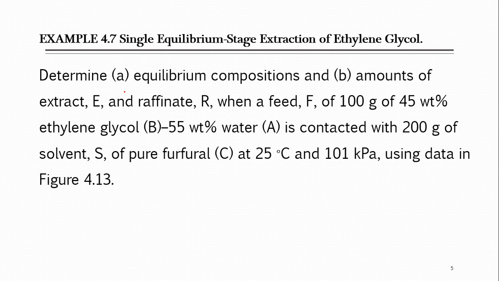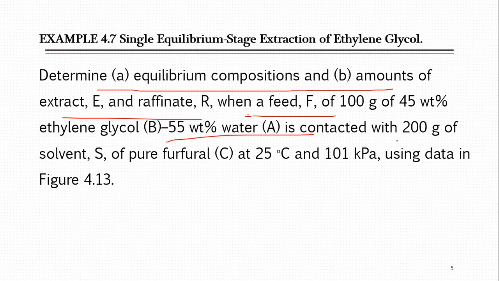So in this example, for a quick review, maybe some of you didn't go through this or don't remember. Determine the equilibrium composition and amounts of extract and raffinate when a feed F of 100 gram of 45 weight percent ethylene glycol and 55 weight percent water is contacted with 200 gram of the solvent, pure furfural, at 25 degrees C and 101 kilopascal, using data in figure 4.13.